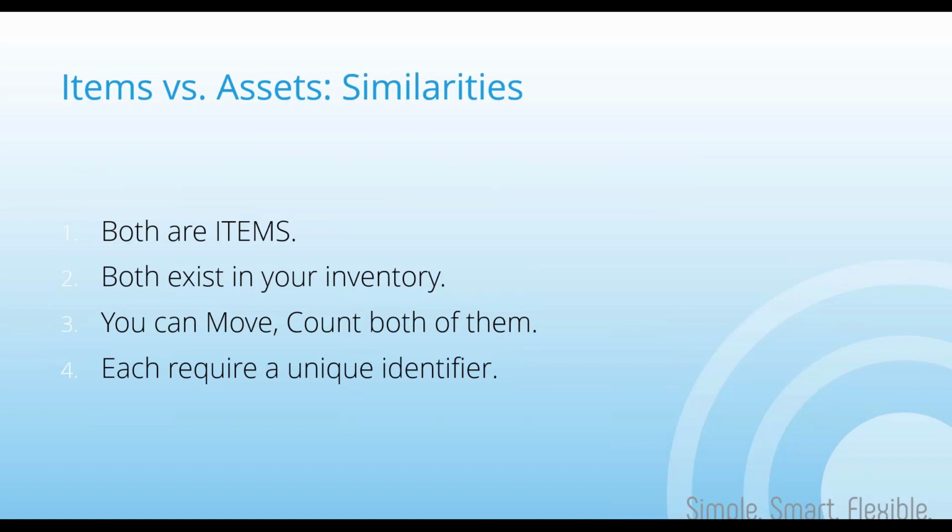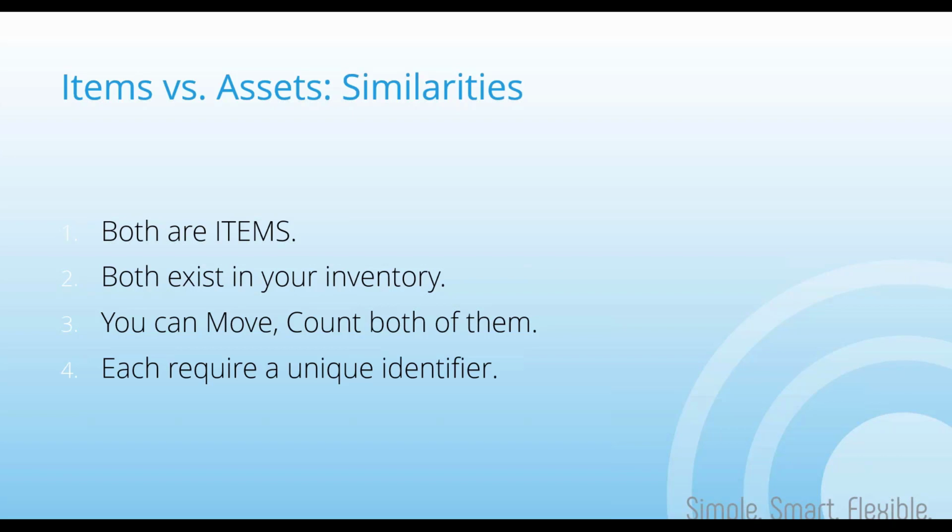Okay, now let's take a look at how items and assets are similar. To start off with, both are items. Let that sink in for a moment and let me explain what I mean by that. An item is obviously an item, but an asset is also an item. It's just a unique and specific example of an item. In fact, an asset cannot exist in IntelliTrack without being related to an item.